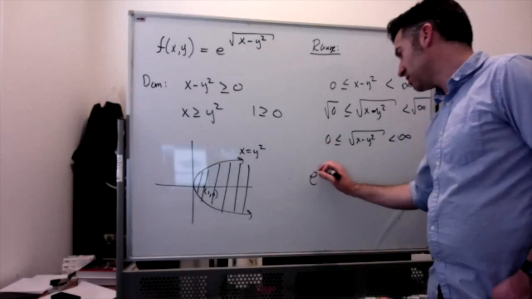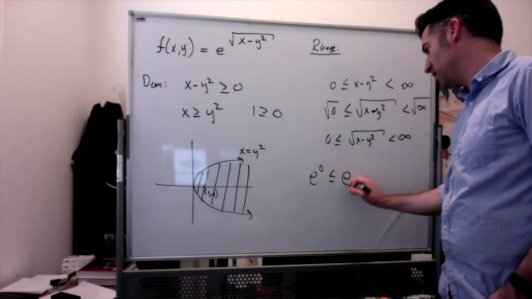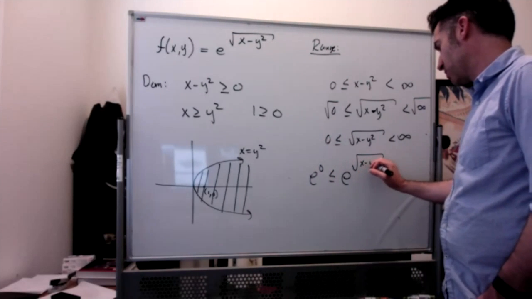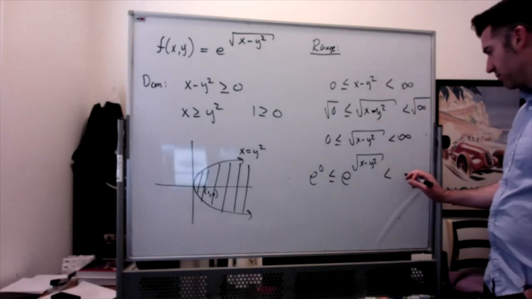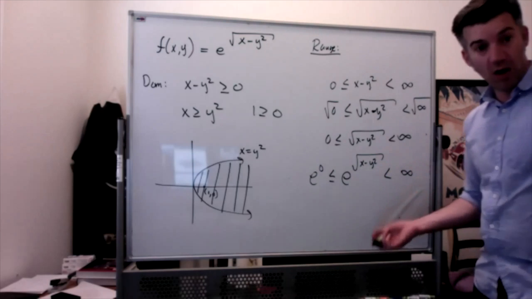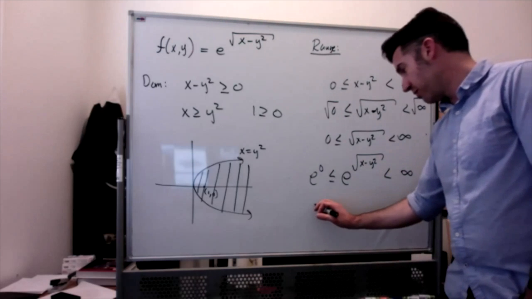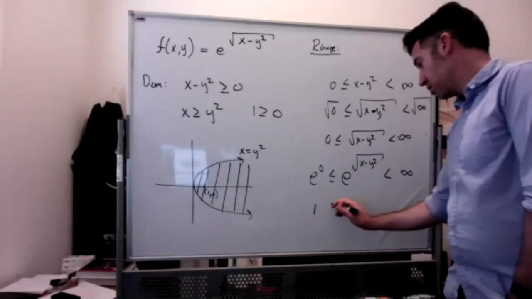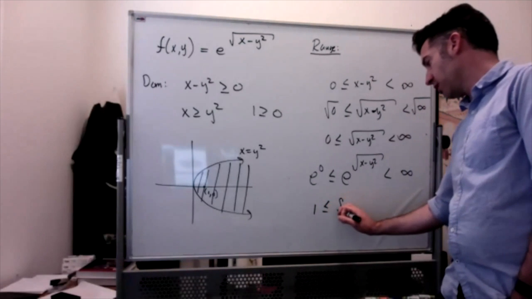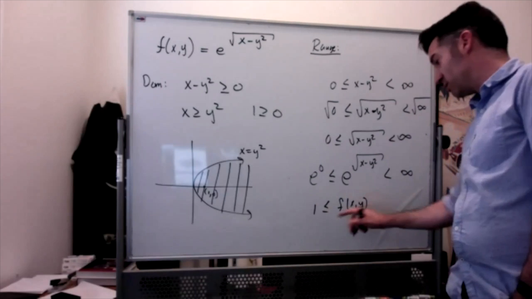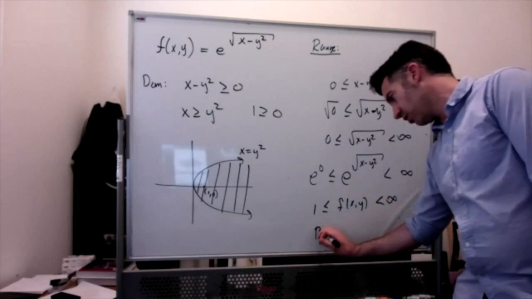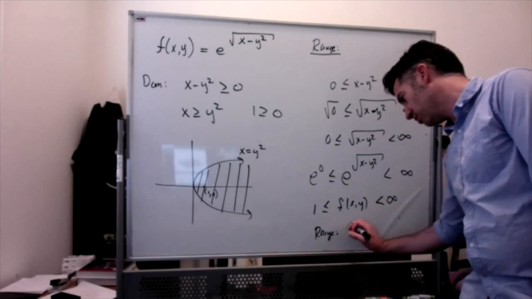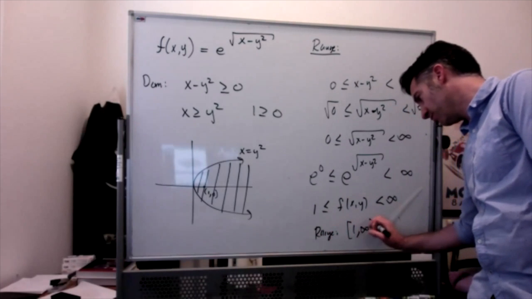So e to the 0 is less than or equal to e to the square root of x minus y squared, is less than e to the infinity, which is still infinity. Okay, so look, our range, our function f of x, y is bigger than or equal to 1 and is less than infinity. So our range here is 1 to infinity, inclusive of 1.